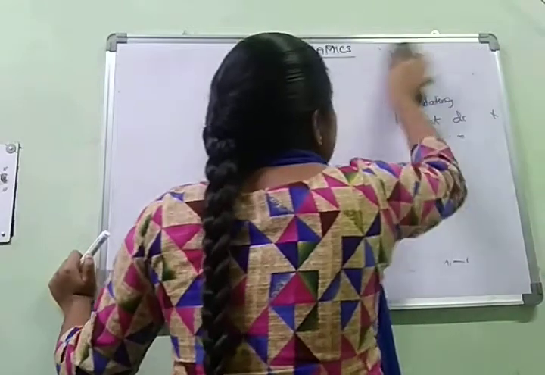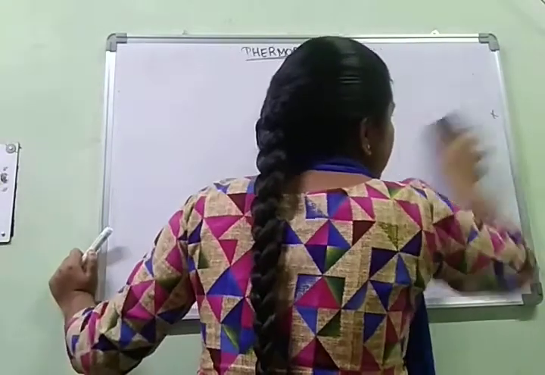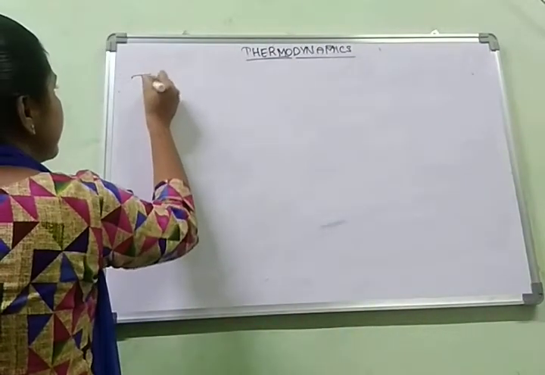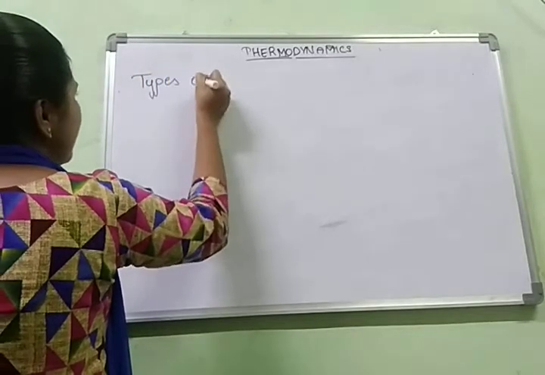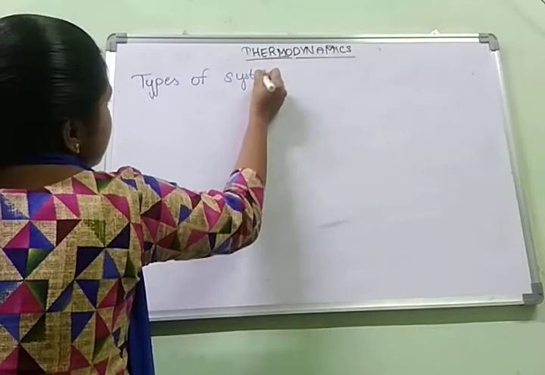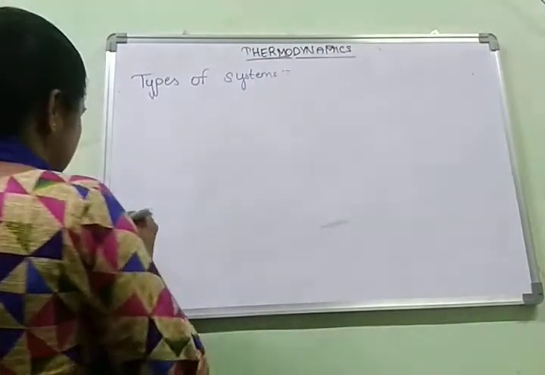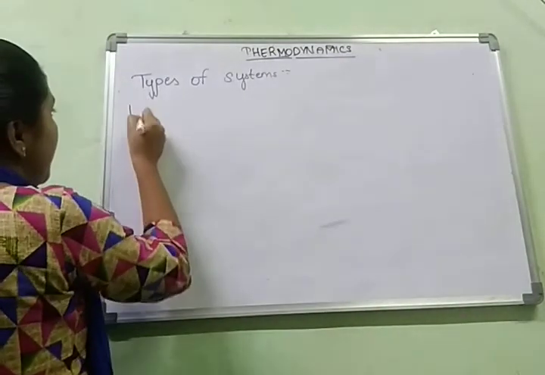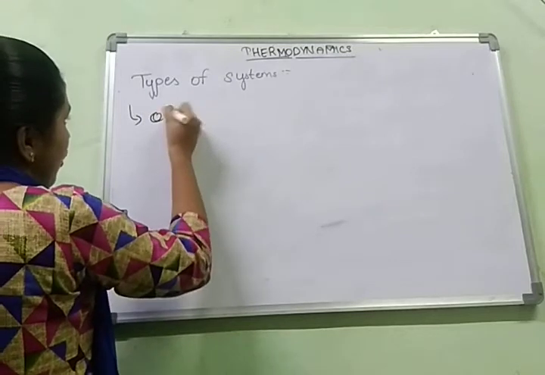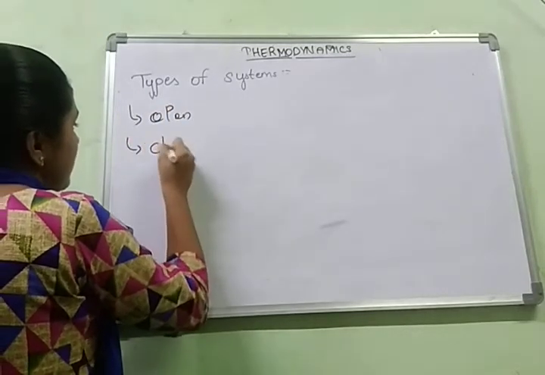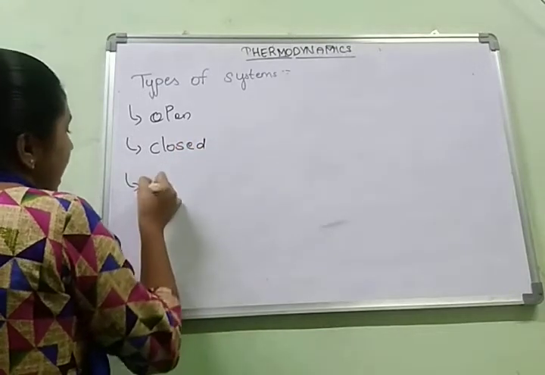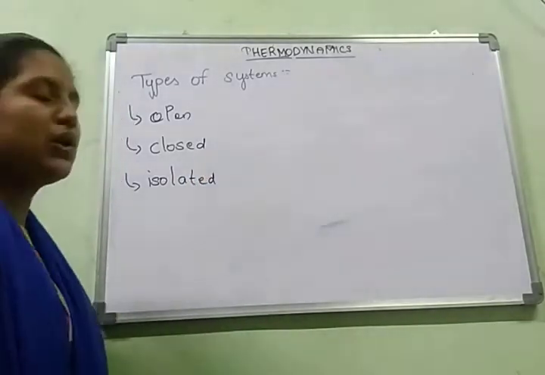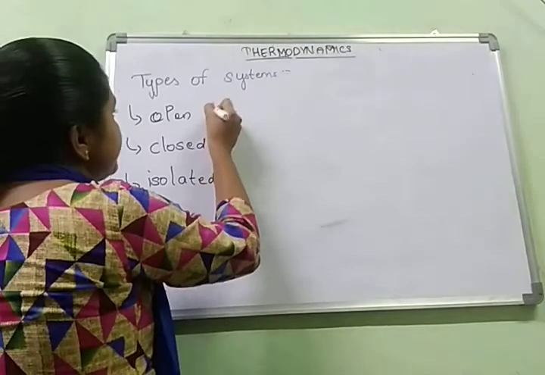Types of systems. There are three types of systems. Those are open, closed, isolated. Okay, open, closed, isolated.